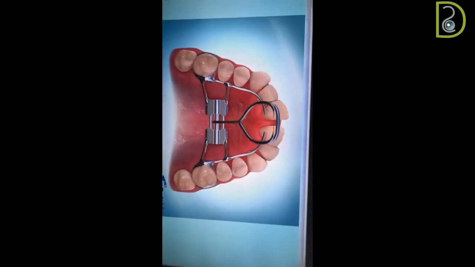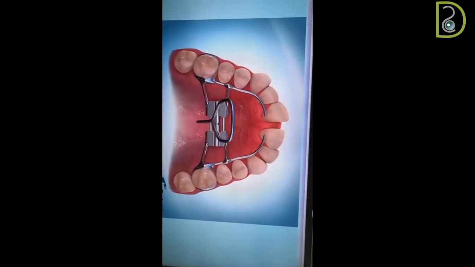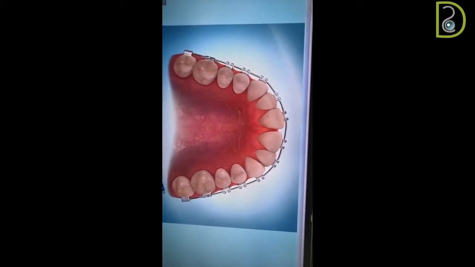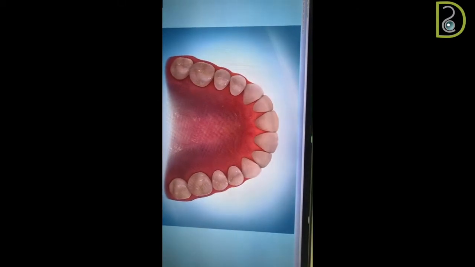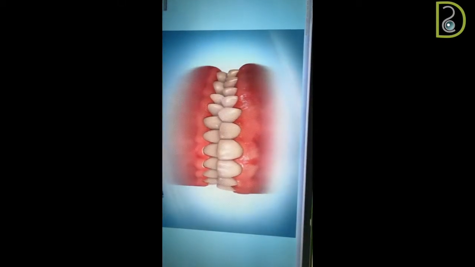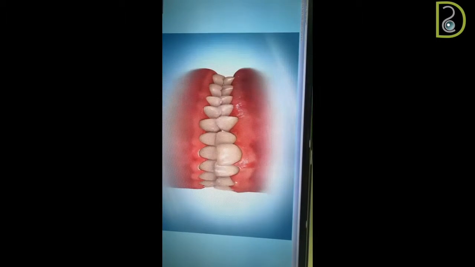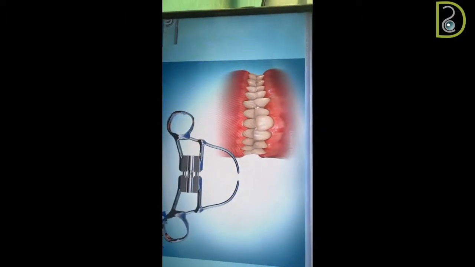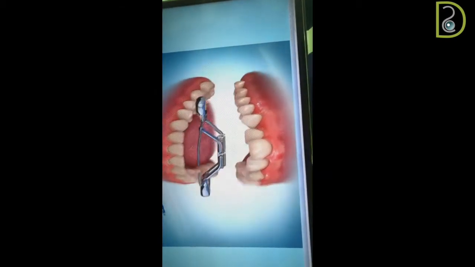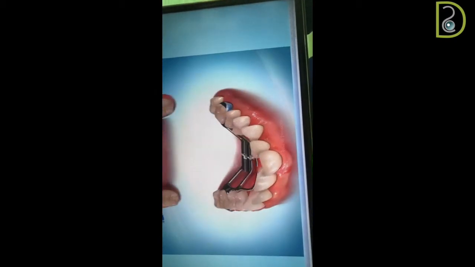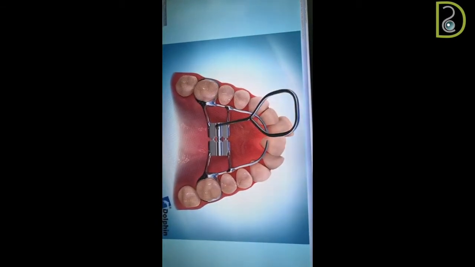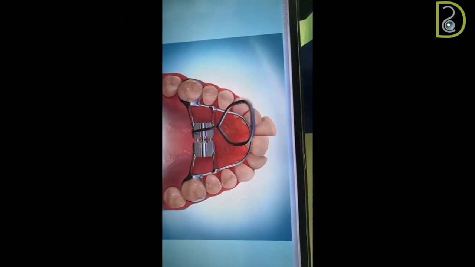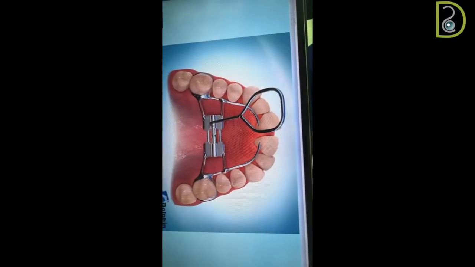Now, there are different ways. We have the slow expansion, we have the semi-rapid expansion, and we have the rapid expansion. The rapid expansion you turn twice per day. Slow expansion you ask him to do it twice per week. Semi-rapid expansion, that's what I do and I prefer, which is 1 turn per day. So after like 4 weeks, you have achieved the proper expansion.